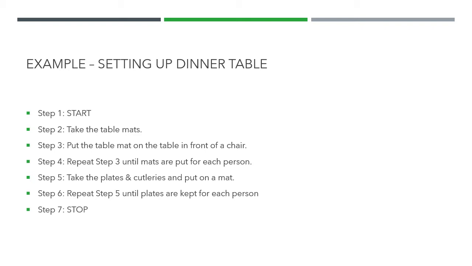Right? If you have a 4-seater, you will put 4 table mats. If you have a 6-seater, you will put 6 table mats. Right? So how will you do it? You will go in front of the chair. You will put the table mat. Then you will again go to the next chair and put another table mat. So what is step 3? Put the table mat on the table in front of a chair.